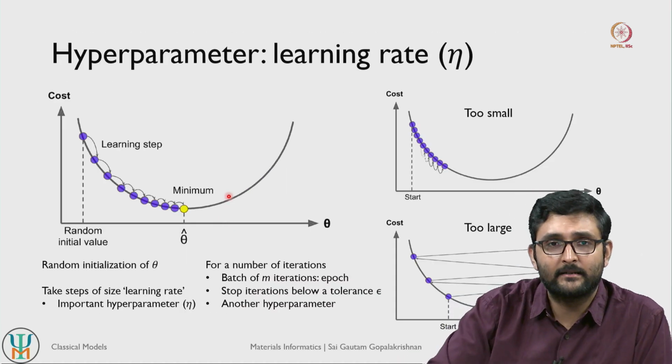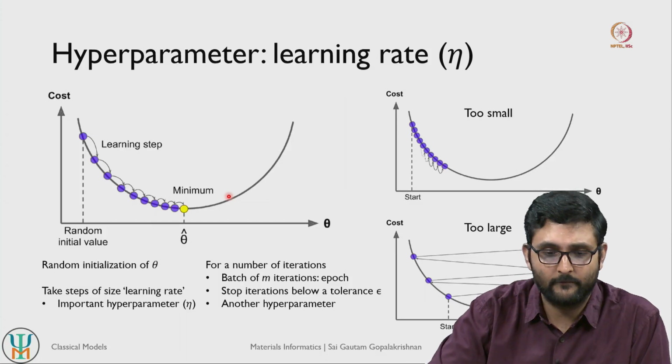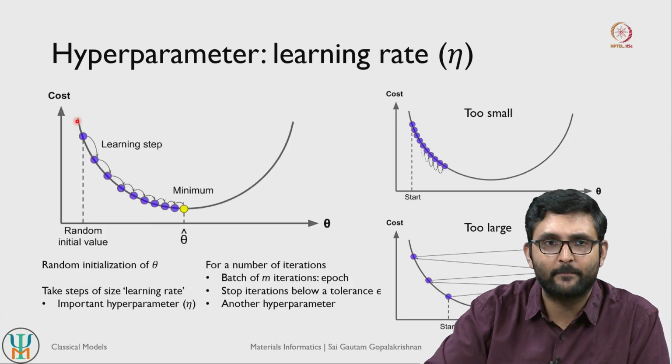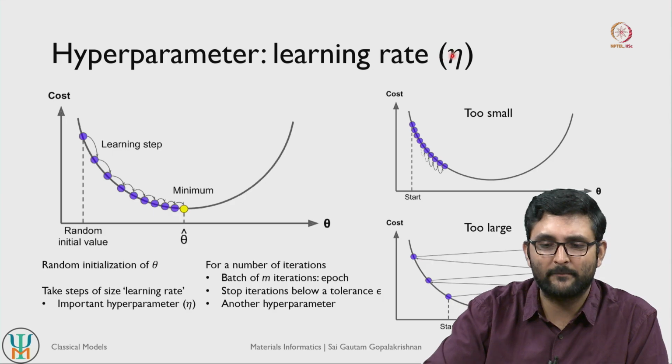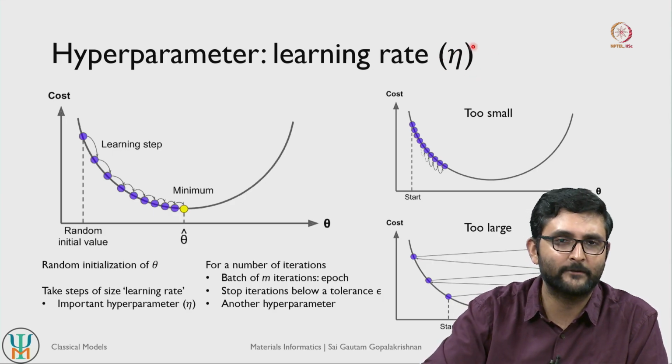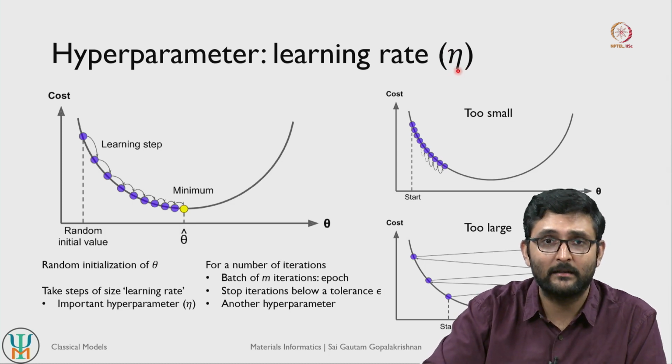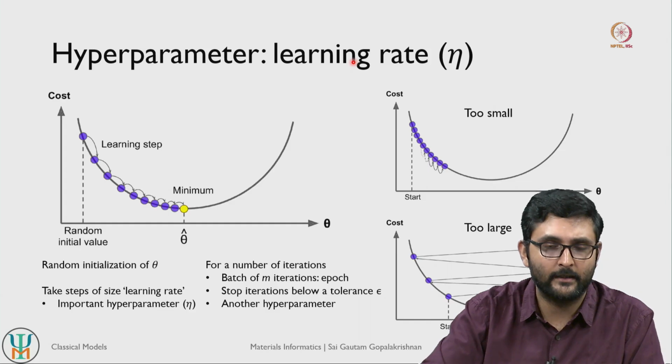So with gradient descent there are hyperparameters that we should choose as well, and one of the most important hyperparameters is what is referred to as learning rate or learning step. Learning rate is typically defined with the symbol eta, which is quite commonly used in all types of machine learning models. So if you see a hyperparameter named eta, understand that it corresponds to learning rate.